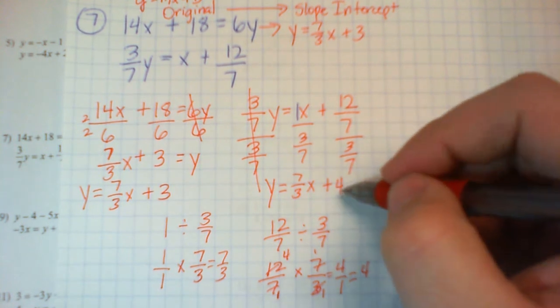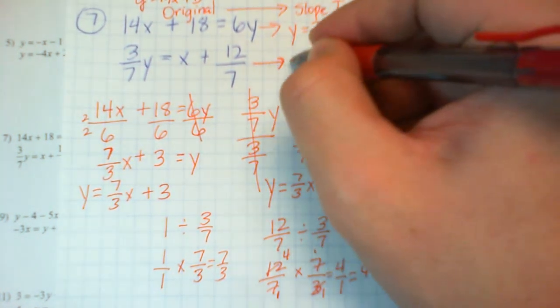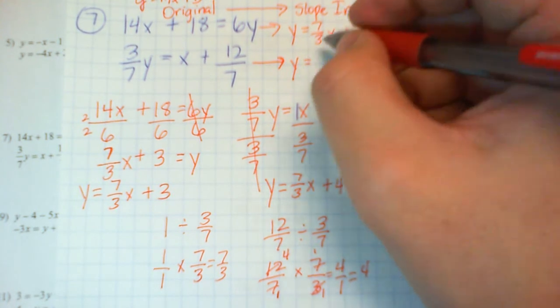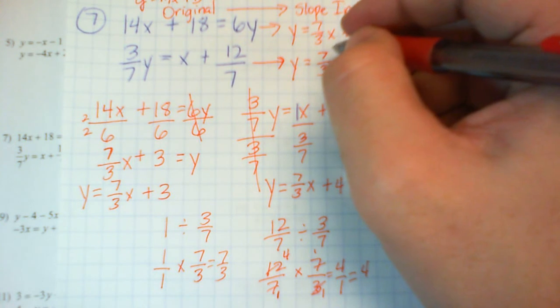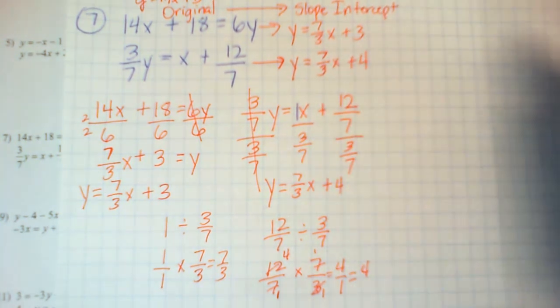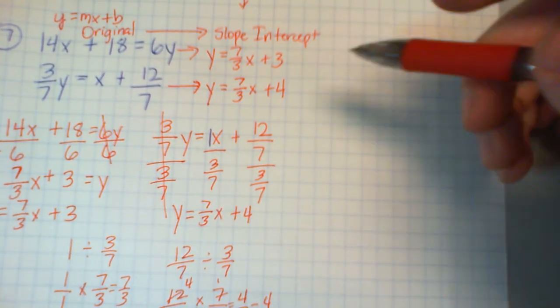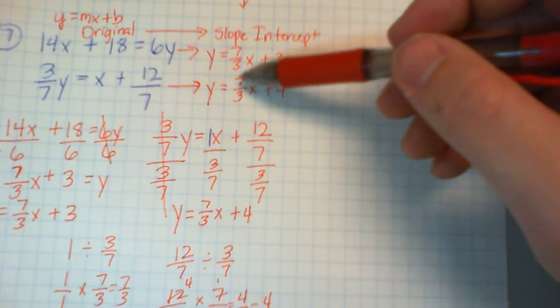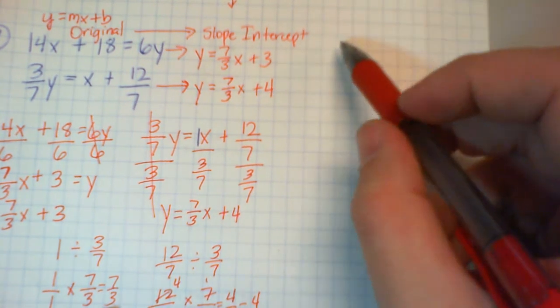So now I'm going to move this up here, because I went from the original to y equals 7 thirds x plus 4. Now, you could possibly notice something about this. They have the same slope but different y-intercepts. So when we look at that, I'm still going to draw my graph.